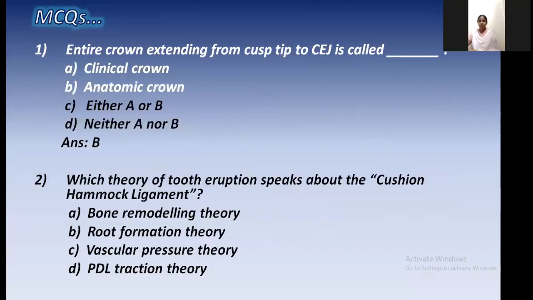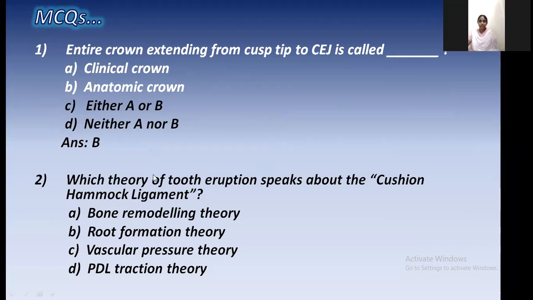Moving on to MCQs. First question. Entire crown extending from the cusp tip to the CEJ is called dash. Option A, clinical crown. Option B, anatomical crown. Option C, either A or B. Option D, neither A nor B. The answer is option B. Entire crown extending from the cusp tip to the CEJ is called anatomic crown. If it extends from the cusp tip to the gingival margin, it is clinical crown.